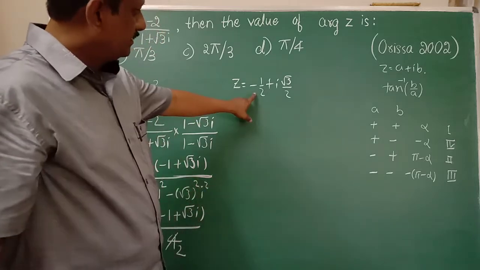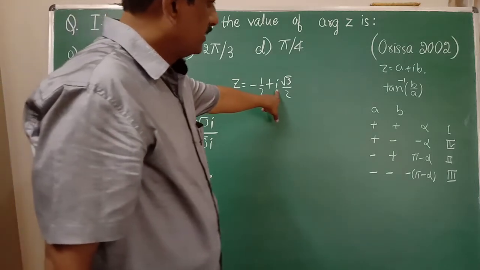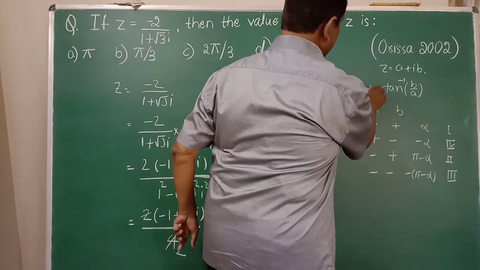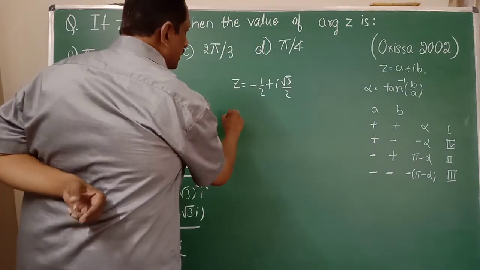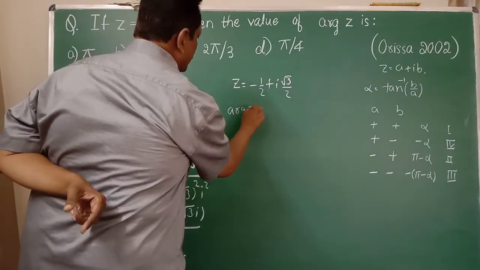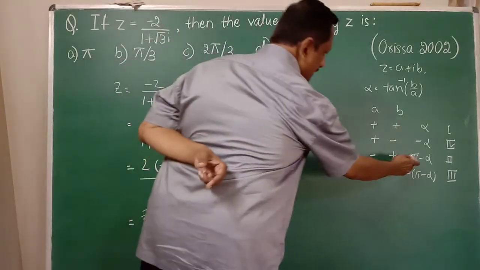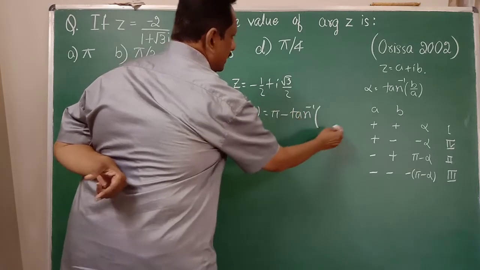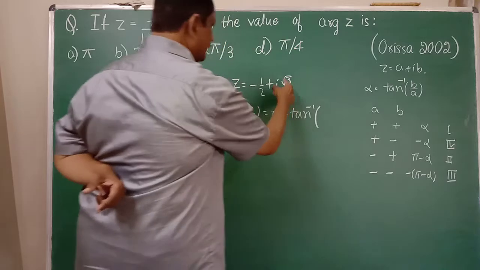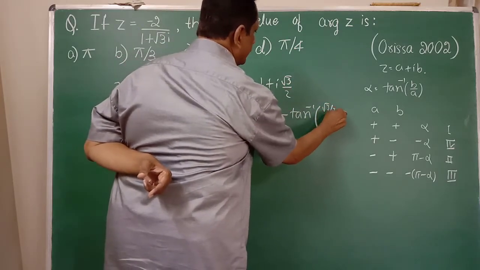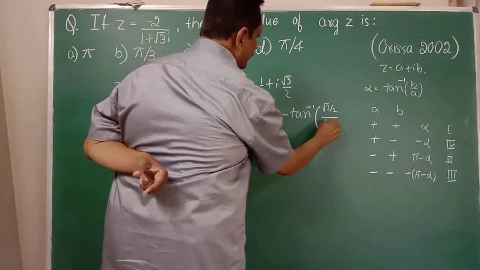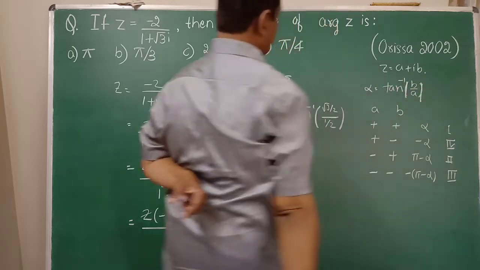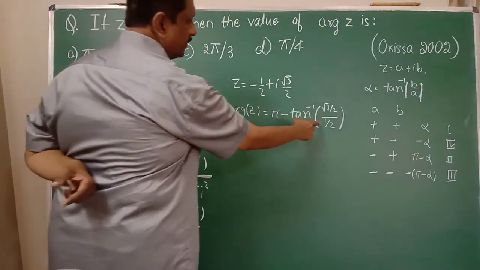Here this is negative and this is positive. So for negative and positive, you take pi minus alpha, where alpha is this. Therefore the argument of z is equal to, using this result, pi minus tan inverse of b upon a. So b is root 3 by 2, and a is 1 upon 2. The modulus sign is important here, it is always positive. I am taking root 3 by 2 upon 1 upon 2.